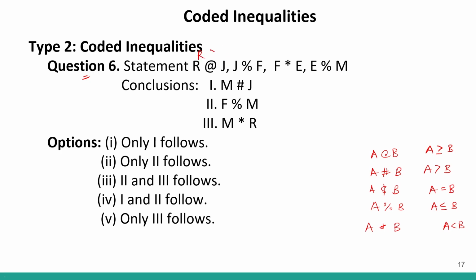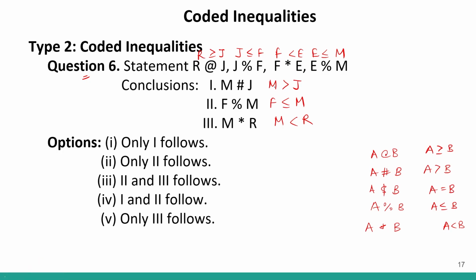So R is greater than or equal to J. J is basically less than or equal to F. F is how much? Less than E. And E will be less than or equal to M. Correct? Doing the same thing for conclusions. M is more than J. F is less than or equal to M. And M is less than R. These are your codes. Now let us solve.